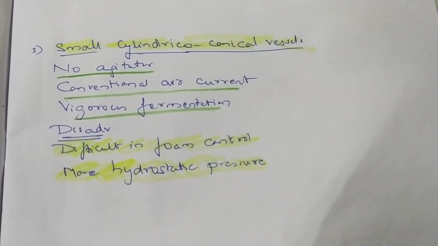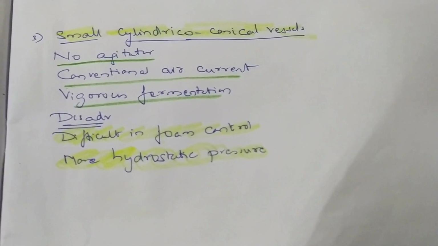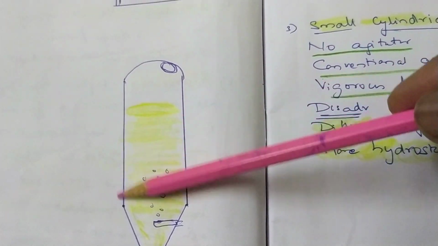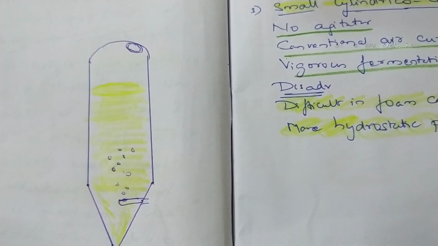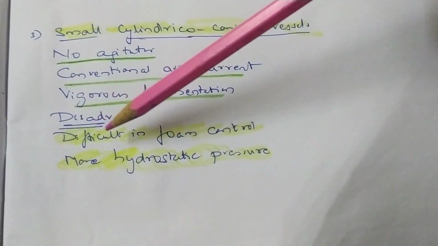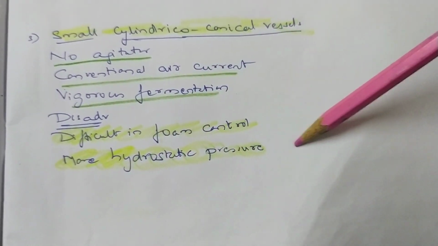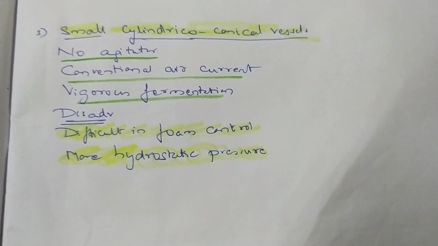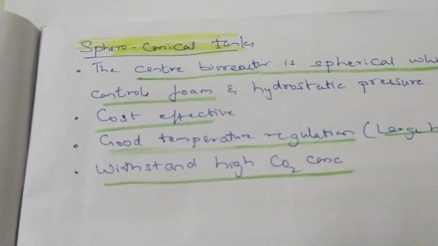The advantage of this is that we can save power. There are no agitators, impellers and all. And the vessel's coating fabrication is very smooth. Easily everything is drained off. There is no provision of cleaning difficulties and all. So it's a very good one. The disadvantage is difficulty in foam control. More hydrostatic pressure will be there, so we don't know the condition of the cells, and sometimes that can affect the cells. Okay, that's about the cylindrical conical tanks.